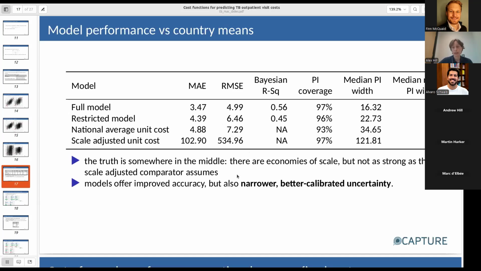So the truth is somewhere in the middle, basically. There are economies of scale. So the model that includes scale and other covariates does do better than just looking at the average, but not nearly as strong as the scale adjusted comparator assumes.